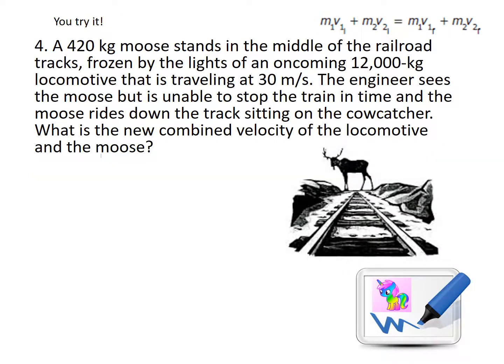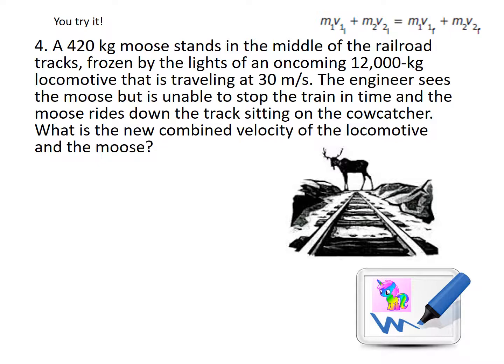A 420 kilogram moose stands in the middle of the railroad tracks, frozen by the lights of an oncoming 12,000 kilogram locomotive that is traveling at 30 meters per second. The engineer sees the moose but is unable to stop the train in time, and the moose rides down the track sitting on the catcher. What is the new combined velocity of the locomotive and the moose?